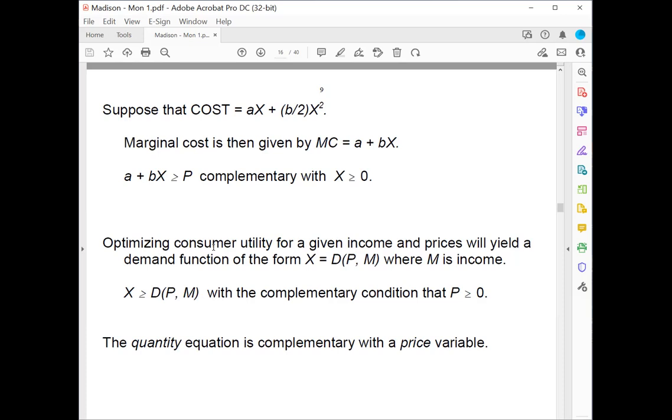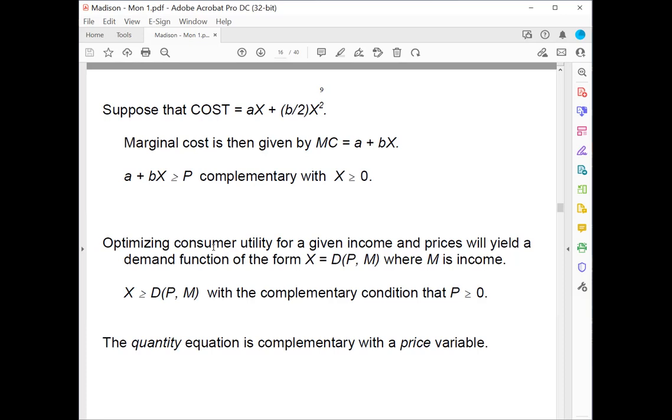Now, just think about the economics of that. It may be in the solution that marginal cost is everywhere greater than price. So at the solution, that could be a strict inequality. If it's a strict inequality, you don't want to produce the good. You're going to be losing money. Okay? So that's kind of the intuition about what is the complementary variable here.